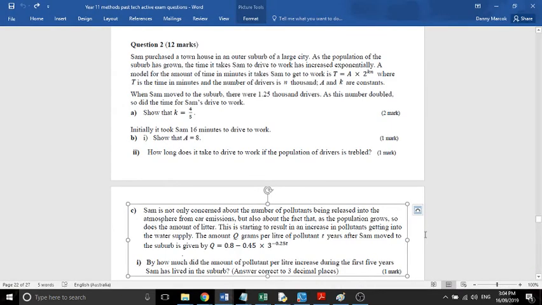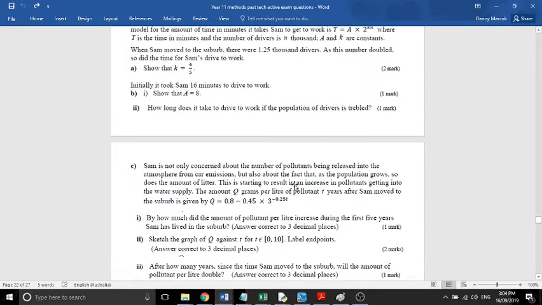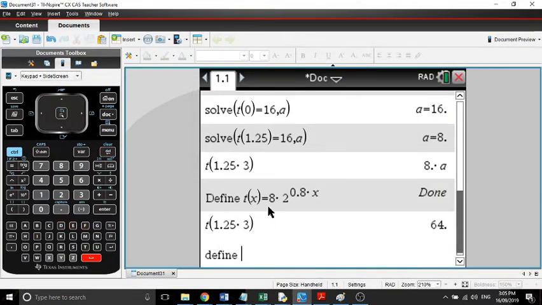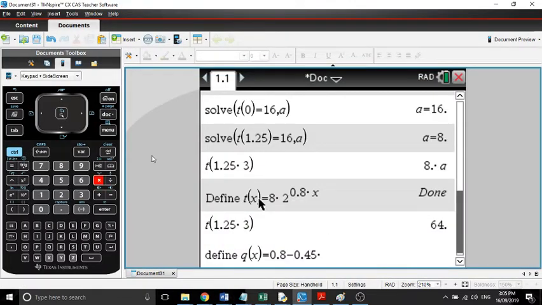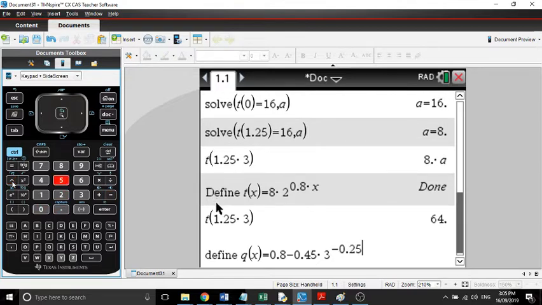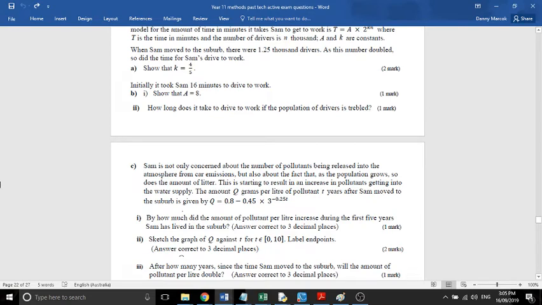That's horrible. Okay, it says Sam is not only concerned about pollutants being released into the atmosphere, but also about the fact that as population grows, so does the amount of litter. This is starting to result in an increase in pollutants getting into the water supply. The amount Q of pollutants after T years in the suburb is given by this. Okay, and how much did the amount of pollutant per litre increase during the first 5 years that Sam has lived there? So what we're going to do, we'll define Q of X equals 0.8 minus 0.45 times 3 to the power of negative 0.25x.